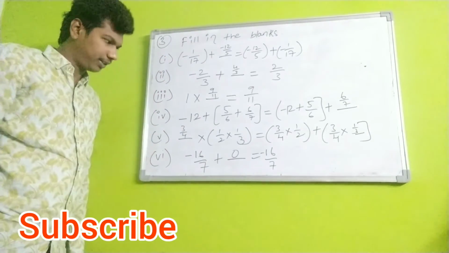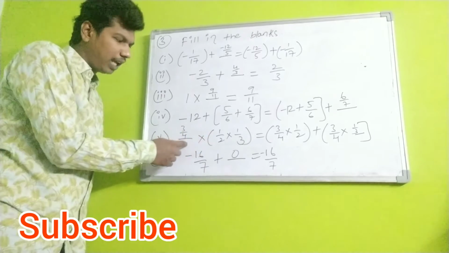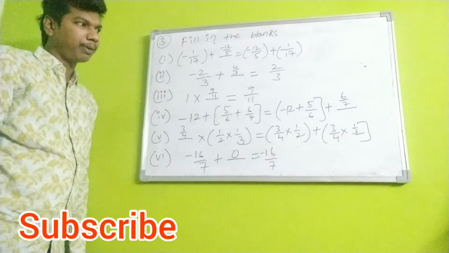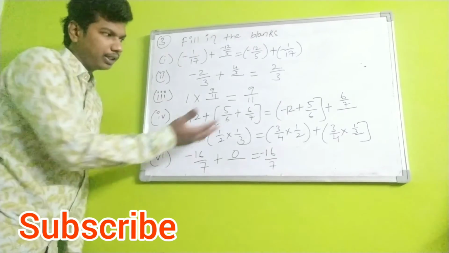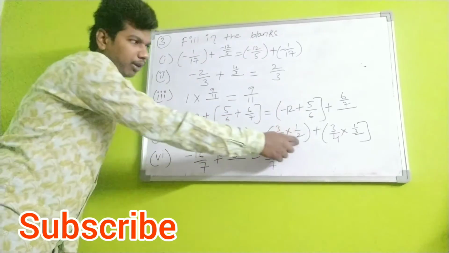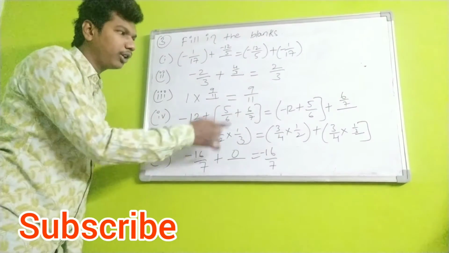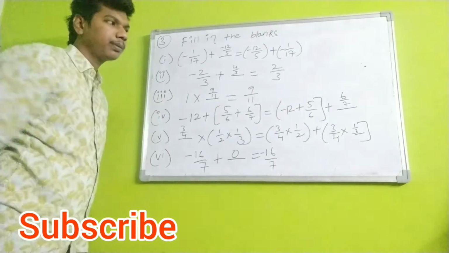Next, question number 5. Dash into 1 by 2 into 1 by 3 is equal to 3 by 4 into 1 by 2 plus 3 by 4 into 1 by 3. Here on the RHS, 1 by 2 and 1 by 3, two numbers are there. The missing number is 3 by 4. Therefore, 3 by 4 into 1 by 2, plus 3 by 4 into 1 by 3.